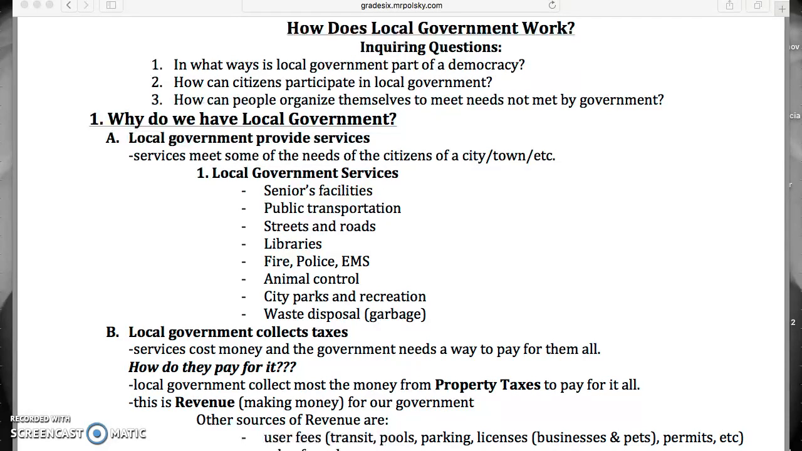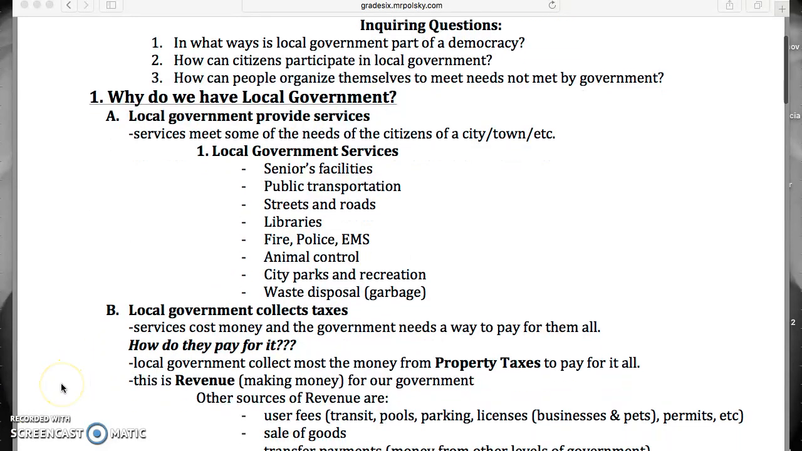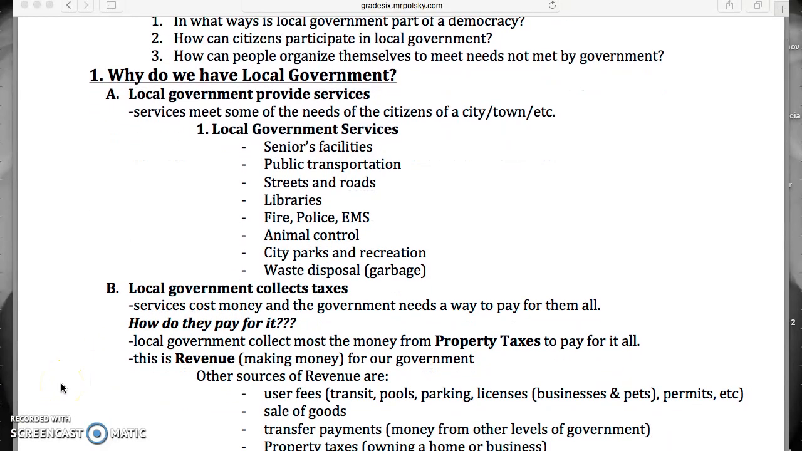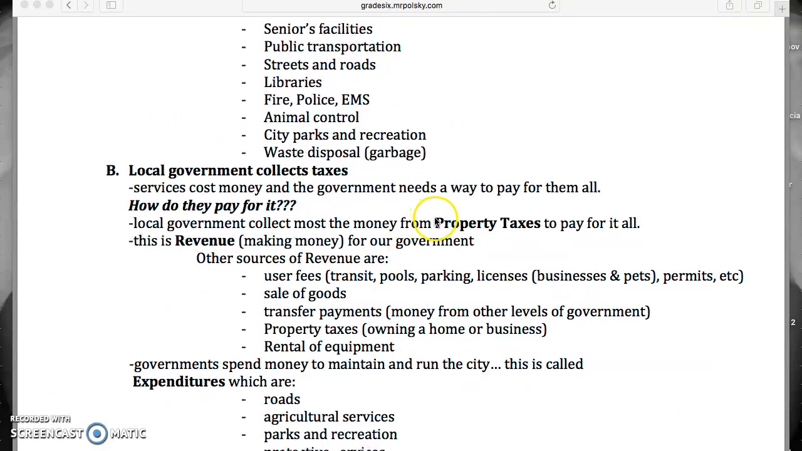As you can see, a lot of these services cost a lot of money. So you might wonder, how does the government actually make money? Like, what do they do in order to make money to be able to spend on all these different services that are provided to citizens? So the main place where our local government gets their money from is property taxes. So anyone who owns a home or a business has to pay property taxes to the local government.